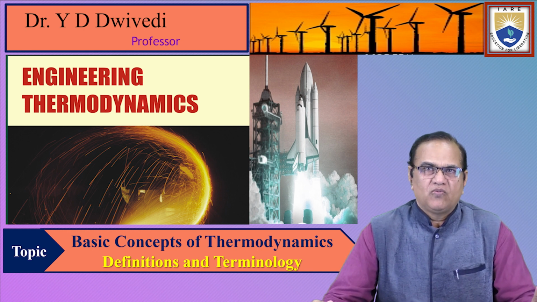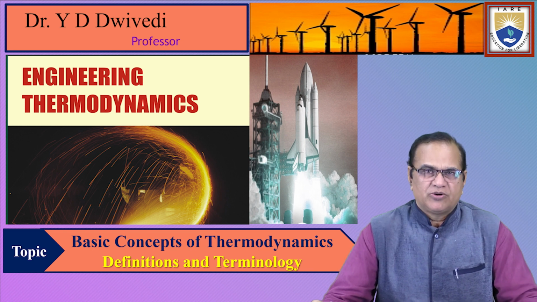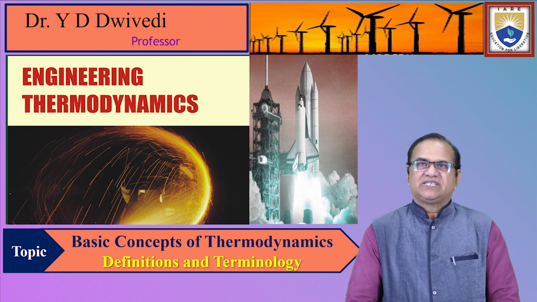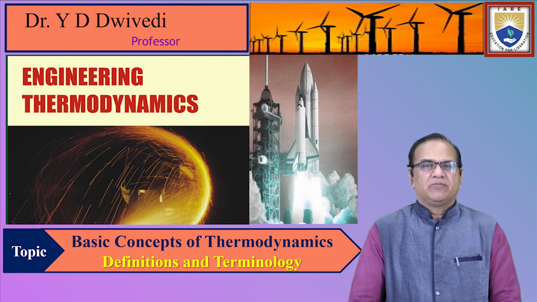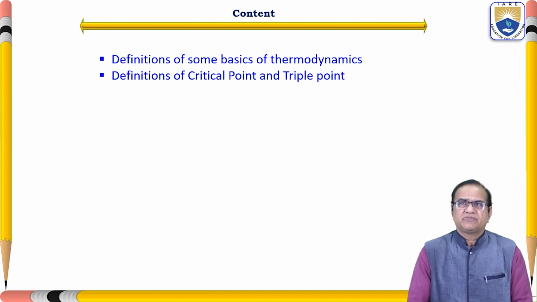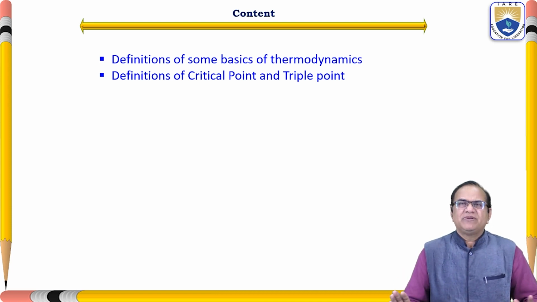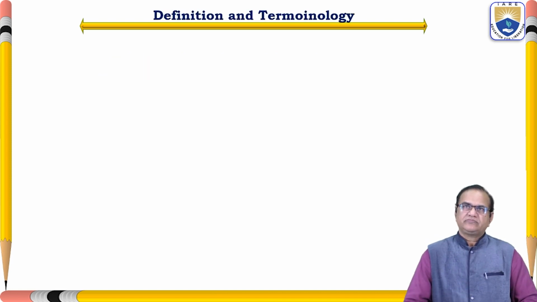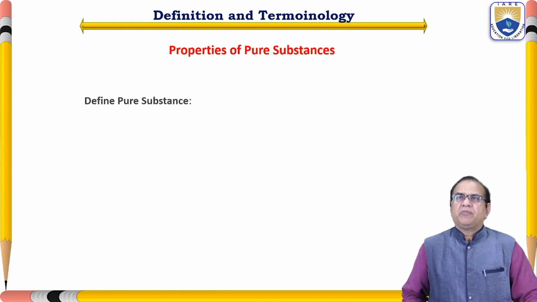Today, I am in Module 1. This module is related to the basic concept of thermodynamics. In this, we will be discussing some very important definitions of Module 1 and their terminology. We will be seeing some definitions of some basics of thermodynamics, definition of critical points and triple points, and there are so many other things that I have not mentioned here, but we will be talking about different definitions of engineering thermodynamics. So under definitions and terminology, we will see the pure substances.